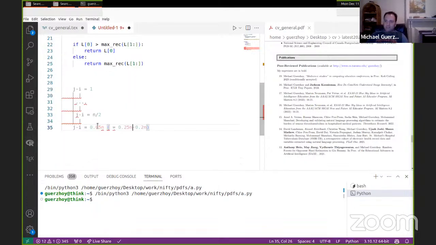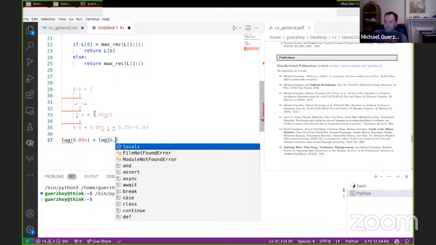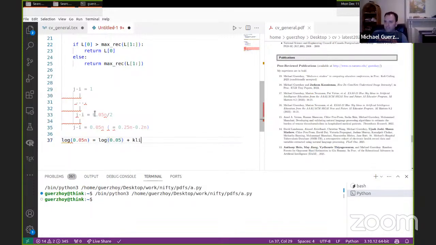But it doesn't matter. It's the same idea. So how many steps to get from 0.05 N to 1 if you divide by 2 every time? Well, it's log 0.05 N, which is log 0.05 plus log N. So it's log N. Does that kind of answer your question? Cool.